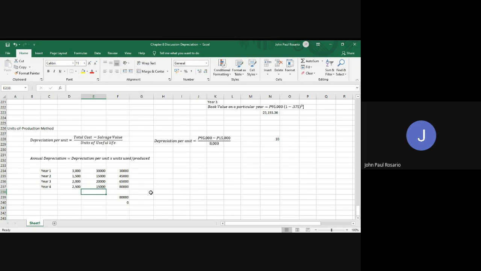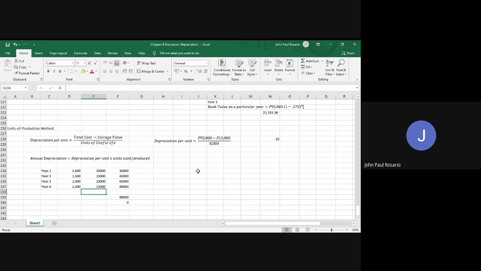Sir, in some instances, the problem doesn't say that it's only 4 years. All it gives is the estimated units of useful life. So it doesn't mean it needs to be year 4, it can be year 5 or year 6, as long as there are units of useful life still available.